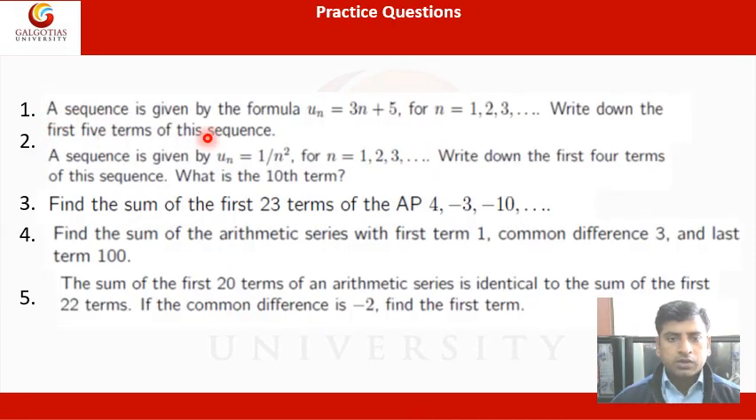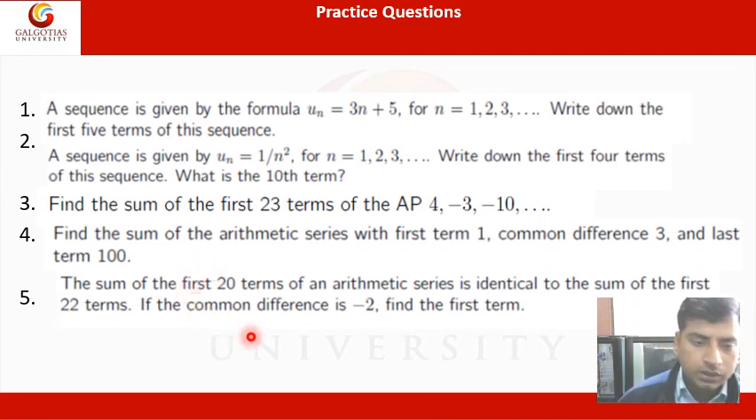So this is the exercise for you. First question, a sequence is given by the general term, and you have to write down the first 5 terms of the sequence. Second, a sequence is given by this formula, write down the first 4 terms of the sequence, and you also have to find the 10th term. Third question, find the sum of the 23rd term of the AP given here. Fourth question, find the sum of an arithmetic series with first term 1, common difference given, and last term 100. So the last term, common difference, and first term are given, and you have to find the sum of the series.